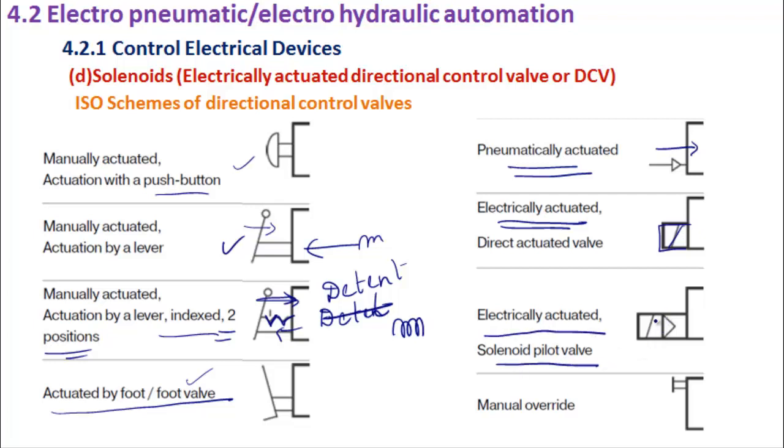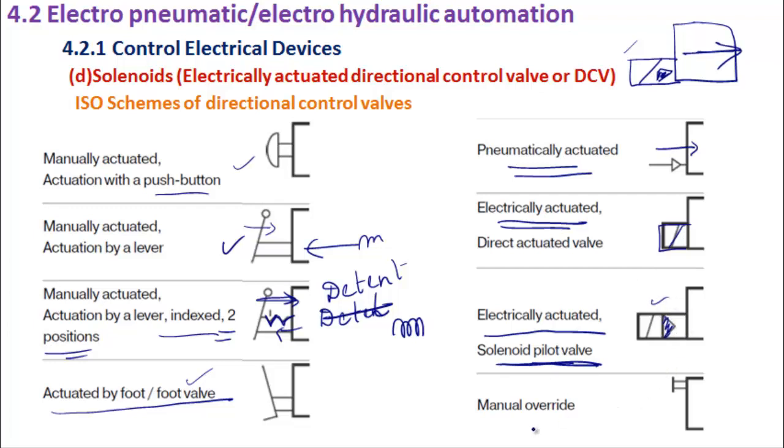So here, if you remember, I had drawn something like this. If there is a square, I had drawn the solenoid like this, and then I had drawn the pilot like this. Now what is the meaning of this? It means that to move the spool inside this particular DCV is very difficult. A lot of pressure is required, which a solenoid cannot give. So a solenoid will move some pneumatic system, which will push the spool, and that is what is meant by solenoid, pilot valve. So you are having a solenoid as well as a pilot valve.